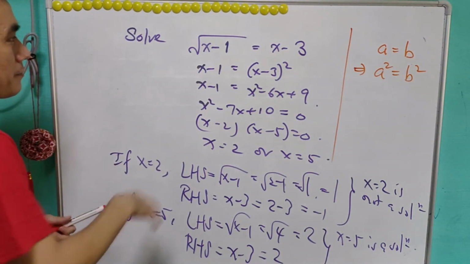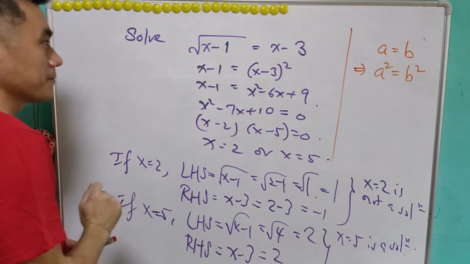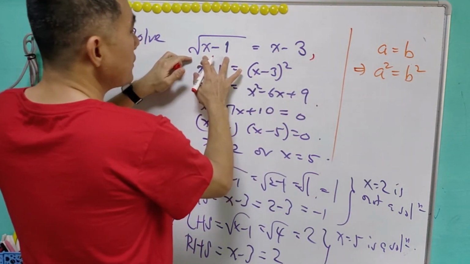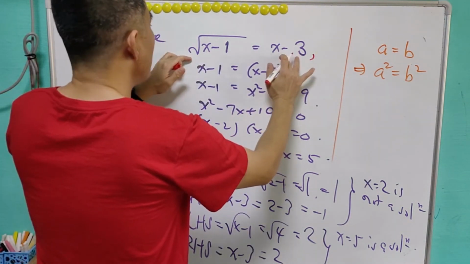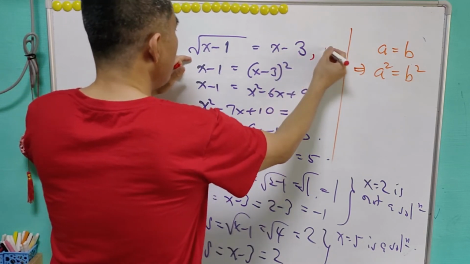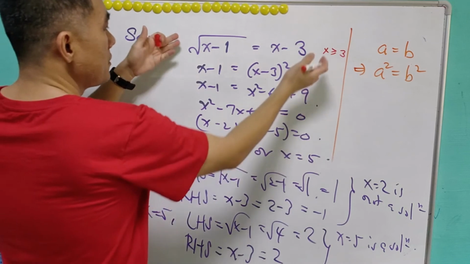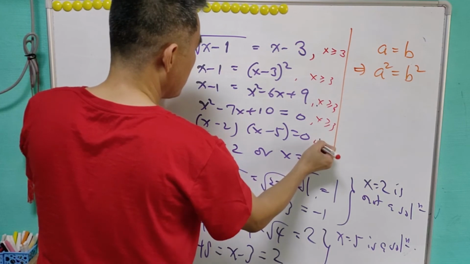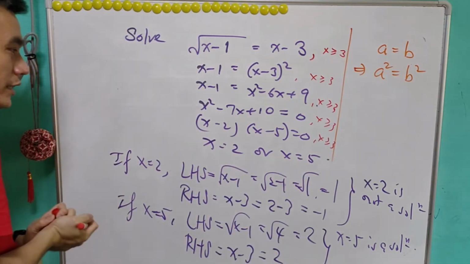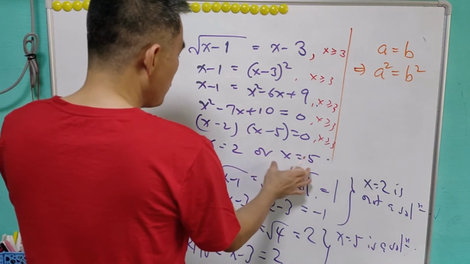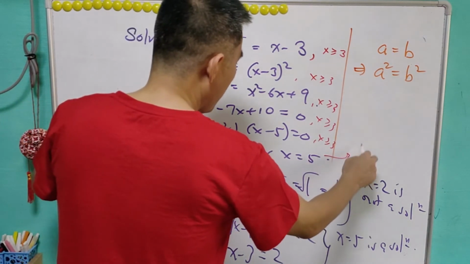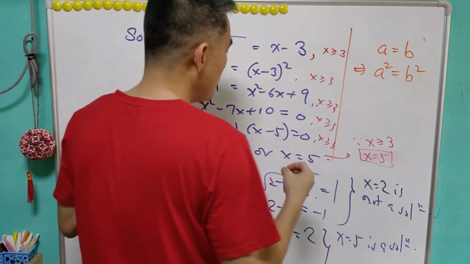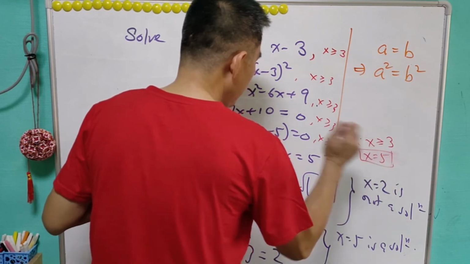Sometimes we can avoid this by looking at the original equation carefully. The left hand side is square root of x minus 1, and it is always greater than or equal to 0. So the right hand side must also be greater than or equal to 0, and this can only be true if x is greater than or equal to 3. So with this condition, we are able to get the answer very quickly. That is, x equals 2 or x equals 5. Because x must be greater than or equal to 3, we have to reject x equals 2. Then we need only to check whether x equals 5 is a solution.